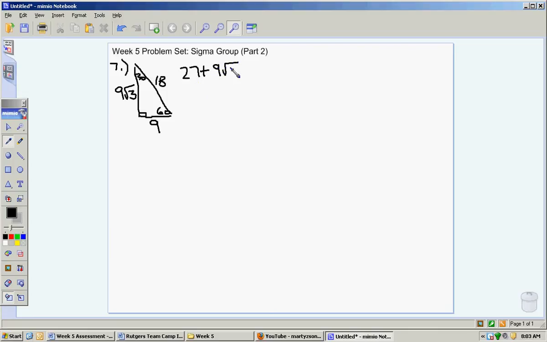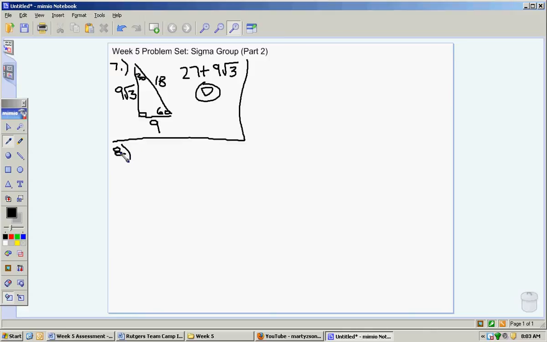Another common problem with this scenario would be then to ask what the area is once you find that. And that would just be one half the base, which is 9, times the height, which is 9 rad 3. So just keep your eye out for that too, because that problem comes up every once in a while.